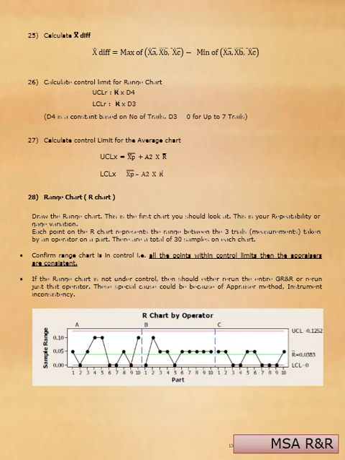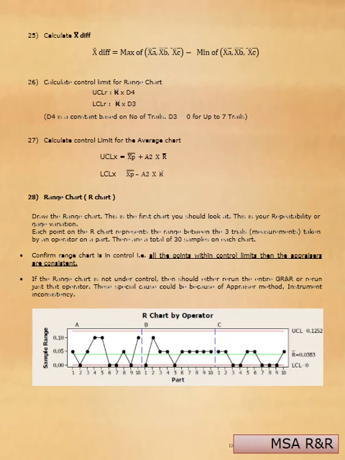Calculate the control limits for the range chart. Upper control limit equals R bar times D4. Lower control limit equals R bar times D3. D4 is a constant based on the number of trials. Please note D3 is equal to 0 for up to 7 trials. Now calculate the control limits for the average chart. Upper control limit equals X double bar P plus A2 times R bar. Lower control limit equals X double bar P minus A2 times R bar.